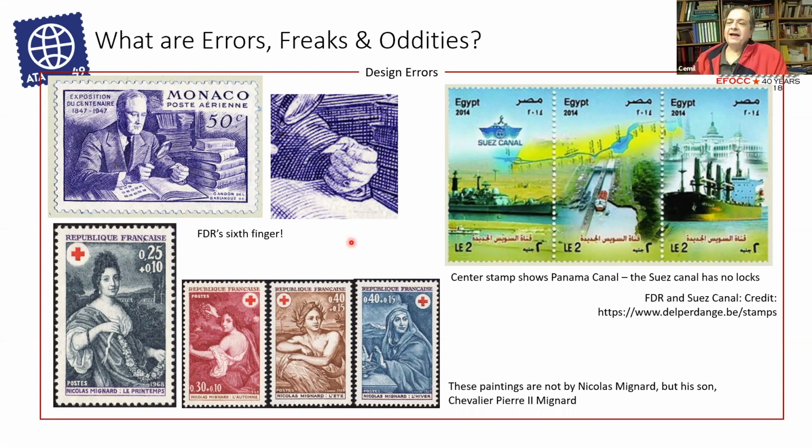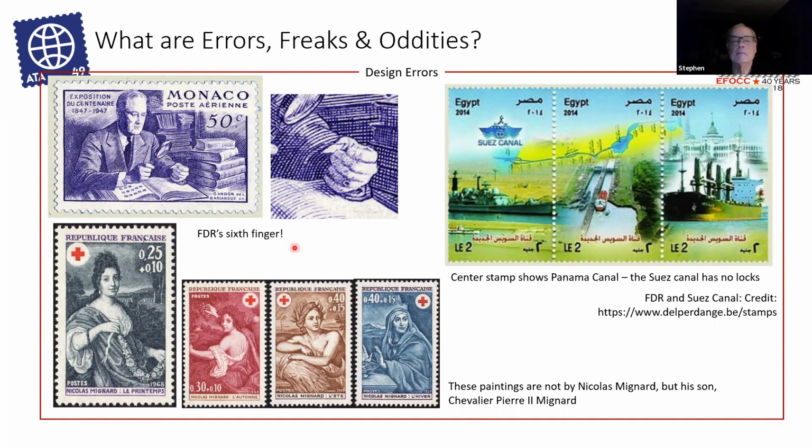It's called design errors. Before I get there, let me say that this is the one type of error that typically carries absolutely no premium, because every stamp is printed with the same error. And therefore, you can collect these, include them in a topical or thematic collection without spending any extra money. So what are design errors?